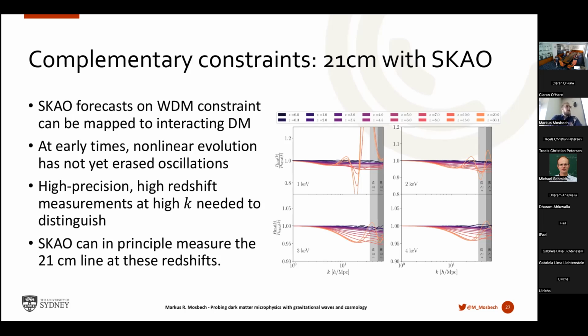So to finally put this nail in and say we can tell the difference, we would need to do proper high resolution simulations to get an idea of what the real 21 centimeter signal would be. But if it is able to distinguish the matter power spectrum down to a few percent, then at these relatively high values of K, it should be able to tell the difference between warm and interacting dark matter. So there's hope.